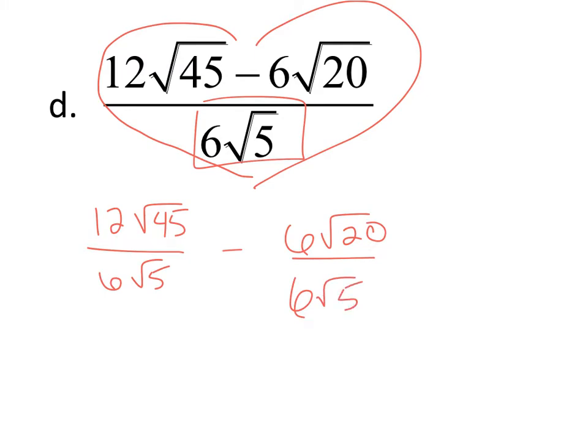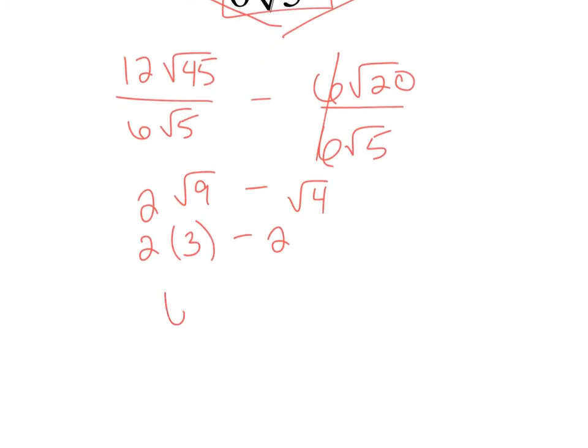And then you reduce. So 12 divided by 6 gets you 2. 45 divided by 5 is 9. Minus 6 divided by 6 cancels to 1. And 20 divided by 5 is 4. Then 2 times 3, because the square root of 9 is 3. And then minus 2. And then we're going to end up getting 6 minus 2, which is 4.